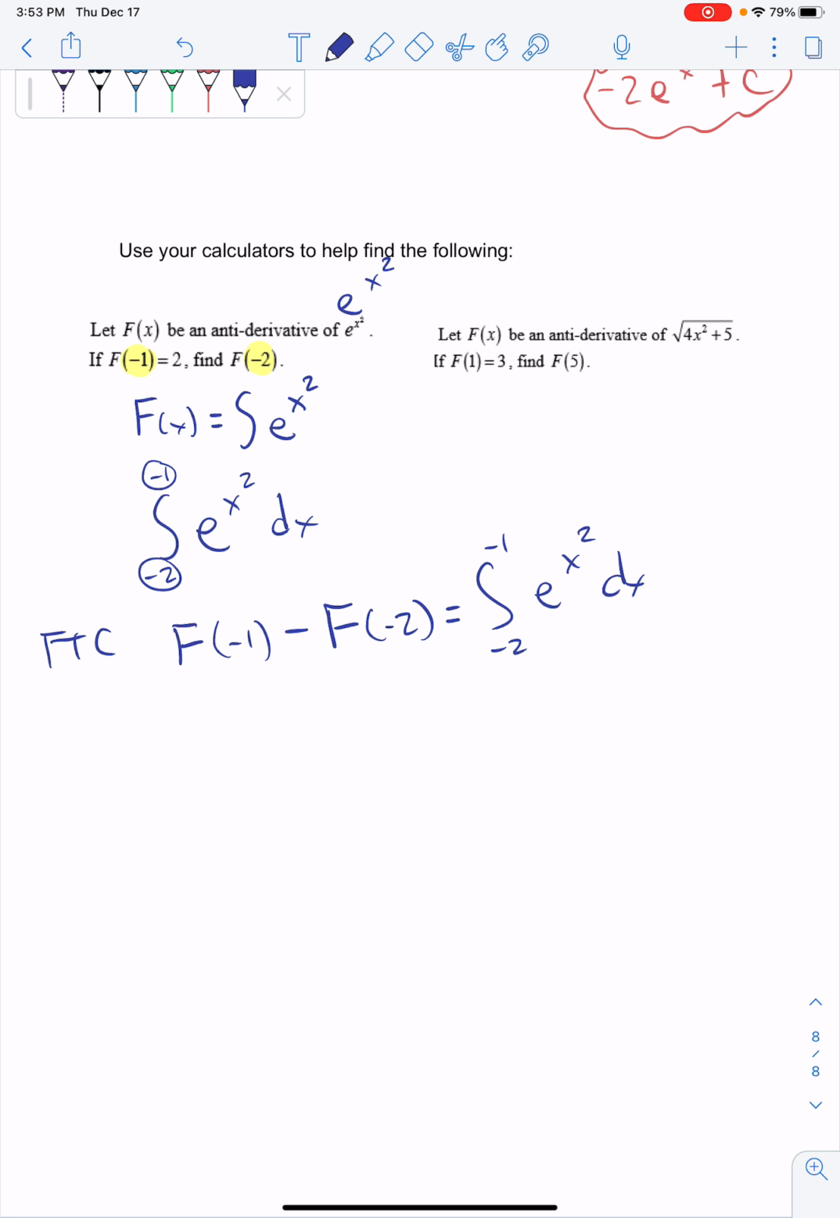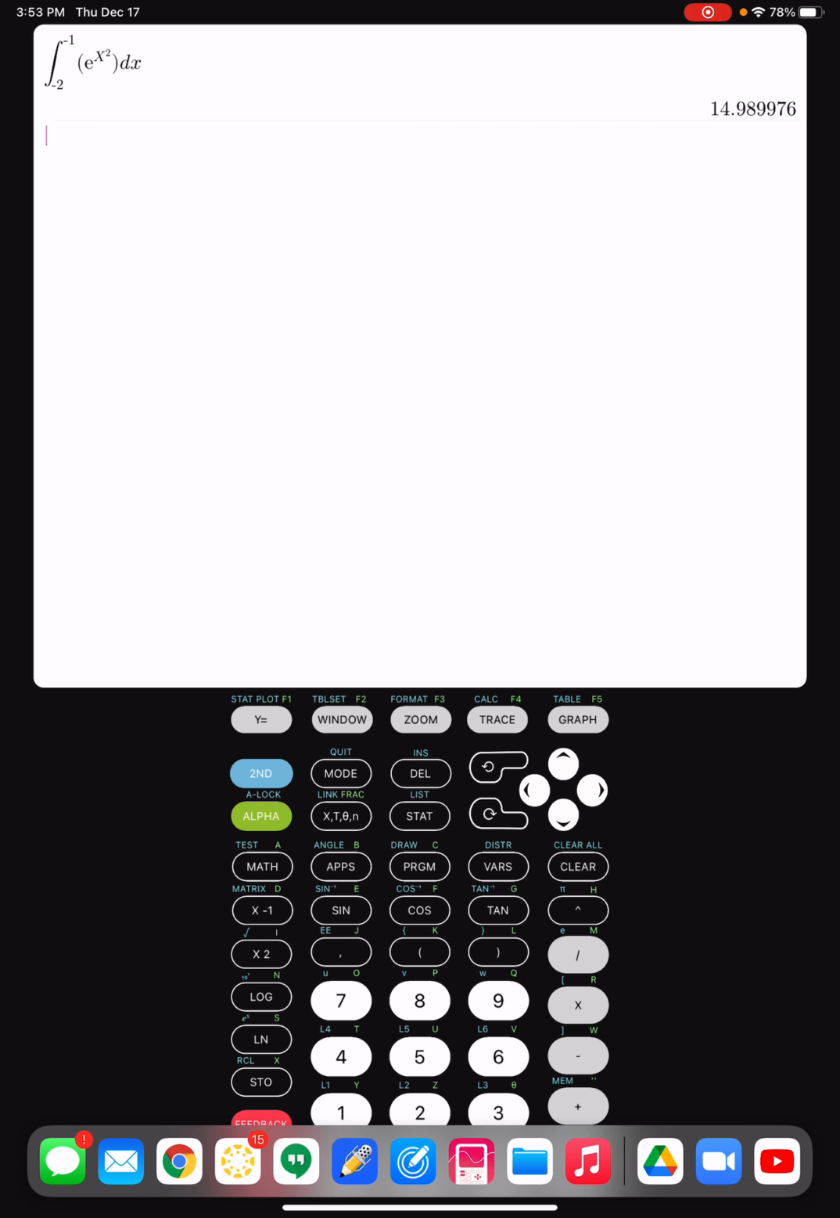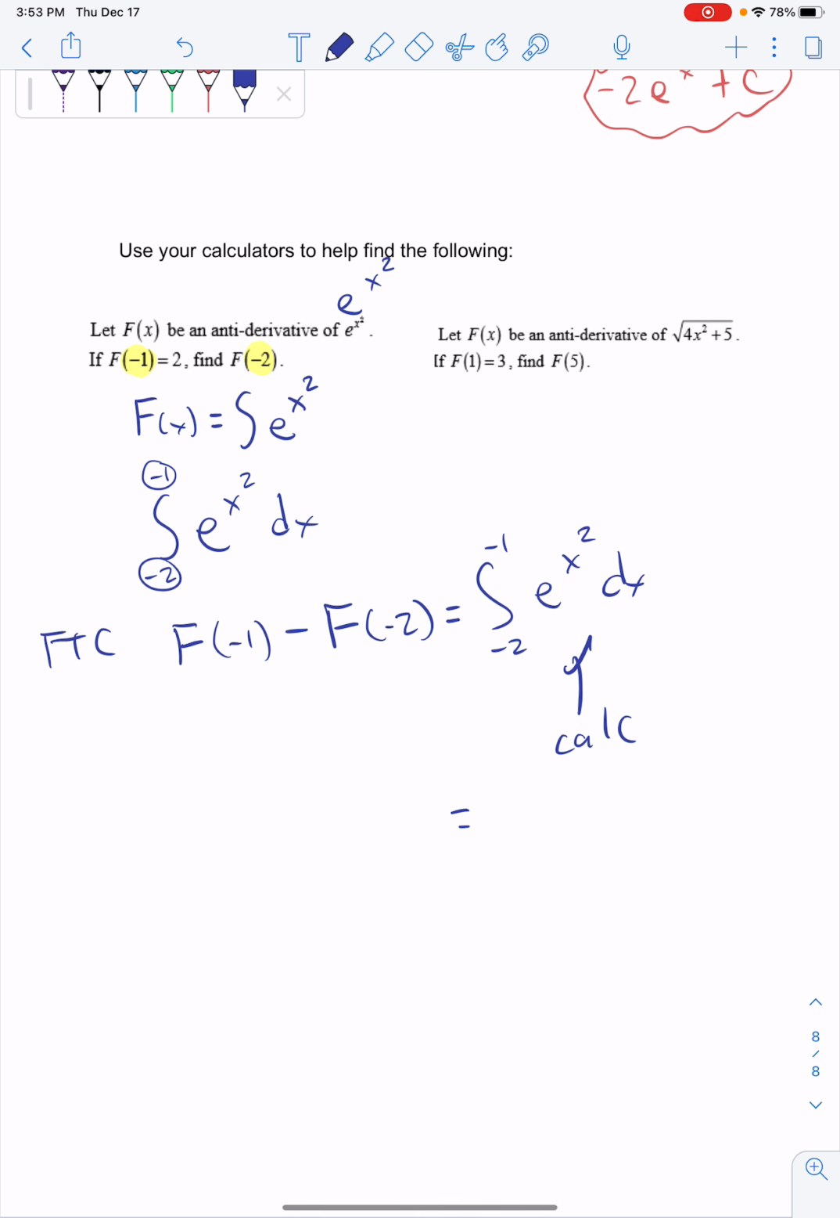So the first thing I'm going to do is put this in the calculator: -2 to -1 of e to the x squared. So if I go to my calculator, clear out of this, math integral, I'm going from -2 to -1. And my integral, what was I doing? Second e raised to the x squared dx, right? Okay, so that value is 14.989976. Wow, that's a mouthful.